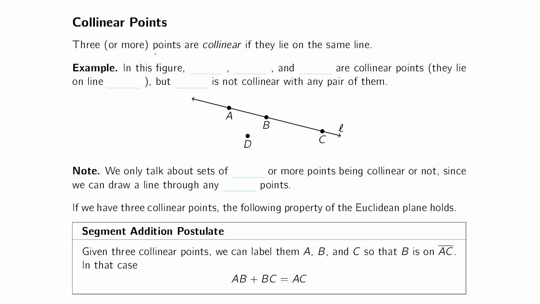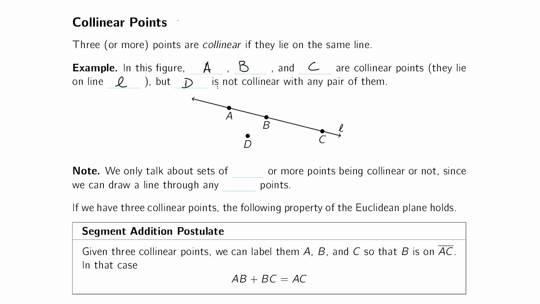If we have 3 or more points, we say they're collinear if they lie on the same line. So in this figure, points A, B, and C are collinear because they lie on line L, which we could give lots of names, right? Use any 2 of those points with a line symbol over them, and that would be a name of that line. But D does not lie on that line. It's not collinear with any pair of those points.